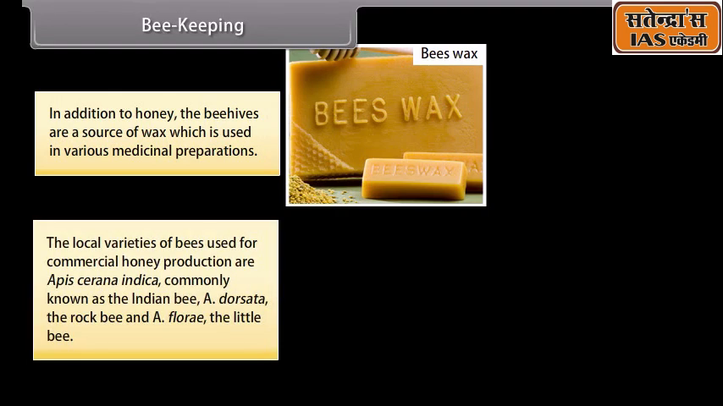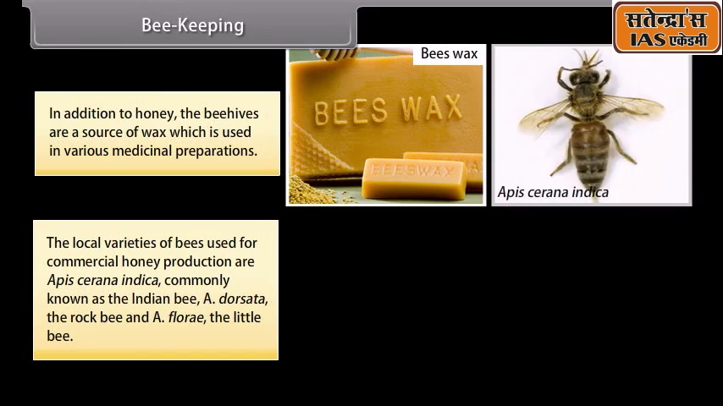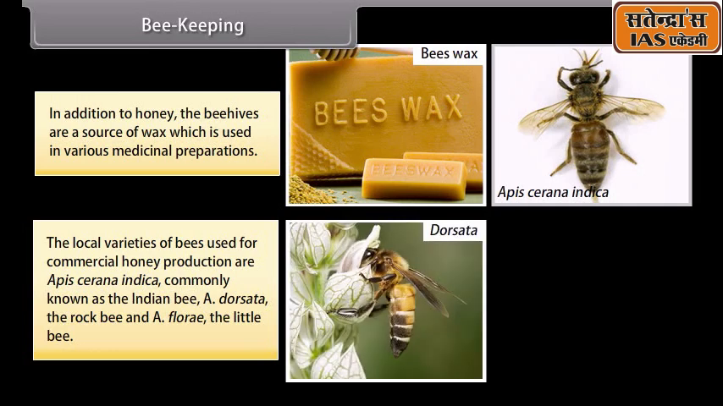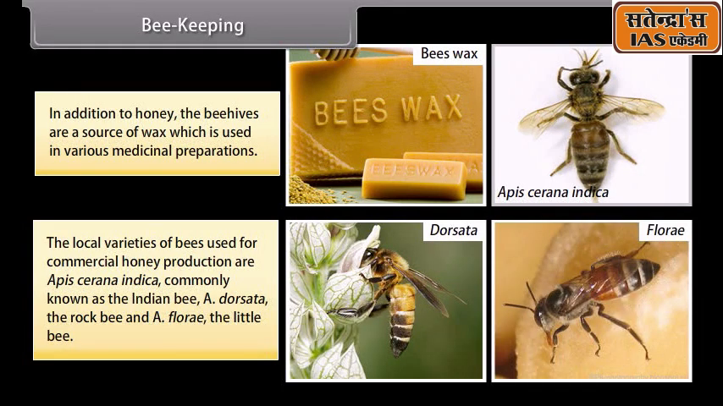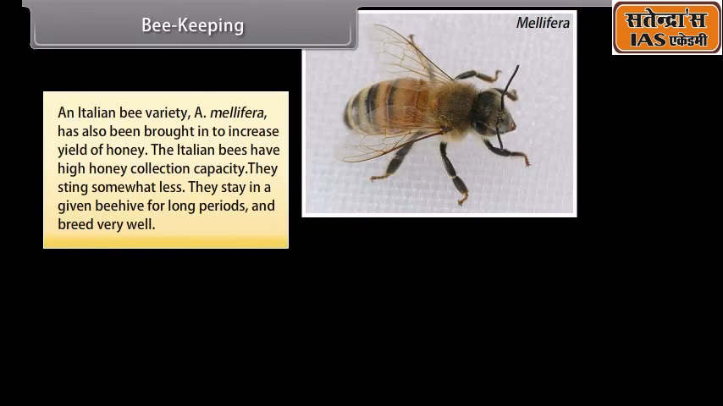The local varieties of bees used for commercial honey production are Apis cerana indica, commonly known as the Indian bee, A. dorsata, the rock bee, and A. florea, the little bee. An Italian bee variety, A. mellifera, has also been brought in to increase yield of honey.